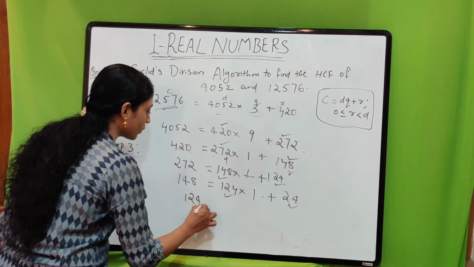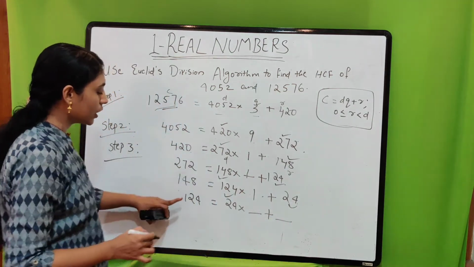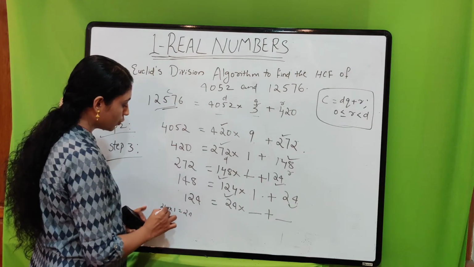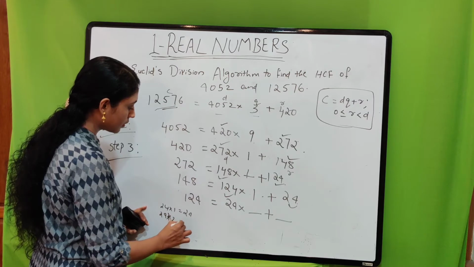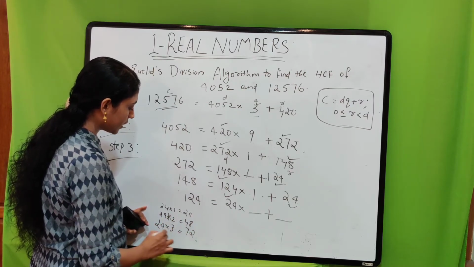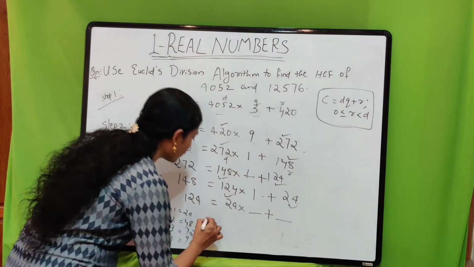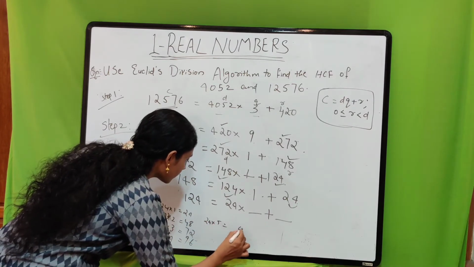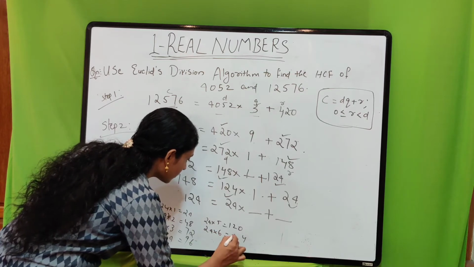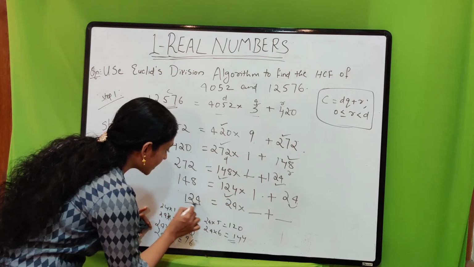So 124 is equal to 24 into dash plus dash. How can we find out? 24 into 1, 24. 24 into 2, it is 48, right? 24 into 3, 72. 24 into 4, 96, right? 24 into 5, it is 120, right? 24 into 6, it is 144, right? Can we write 144 here? No, because it is greater than 124.